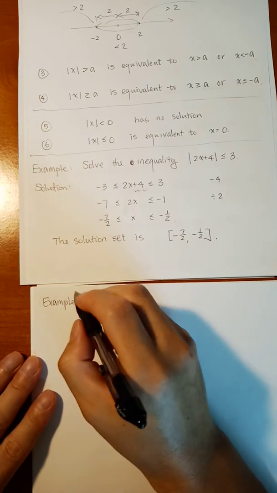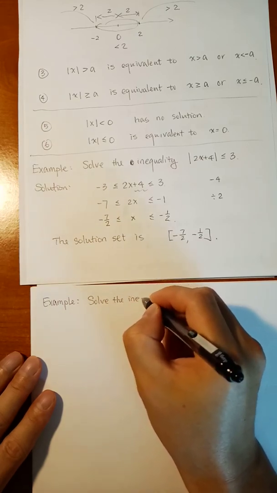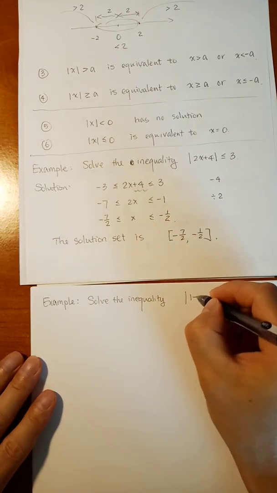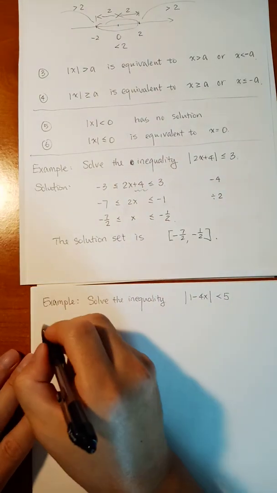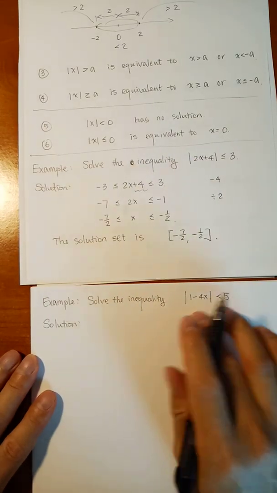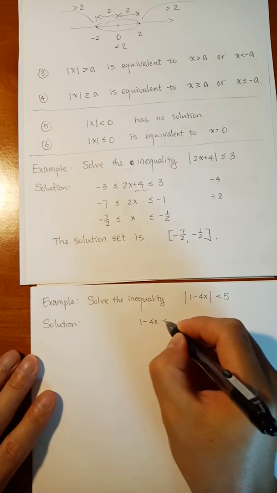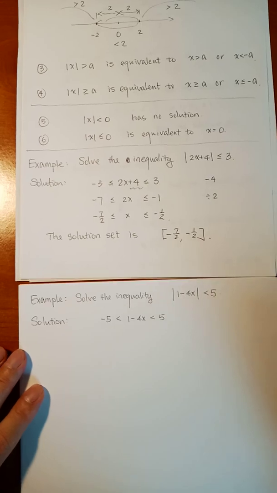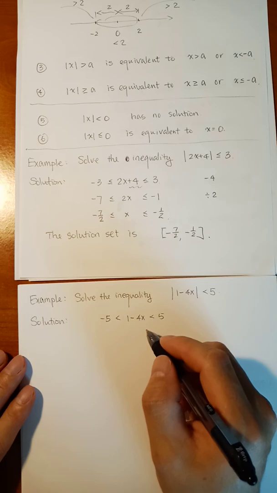Let's check this. Solve the inequality: absolute value of 1 minus 4x less than 5. Okay, so absolute value less than a positive number. Then the internal stuff is less than 5 and greater than -5. And again, it's a combined inequality.